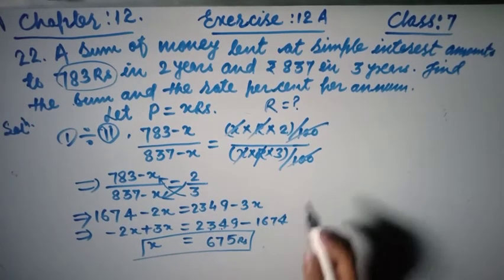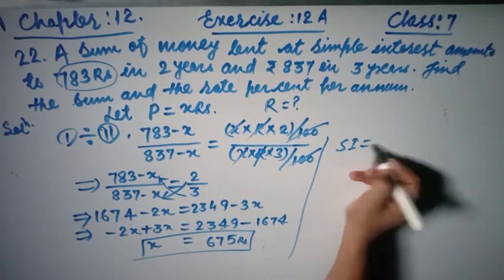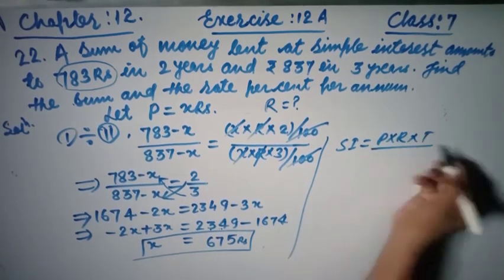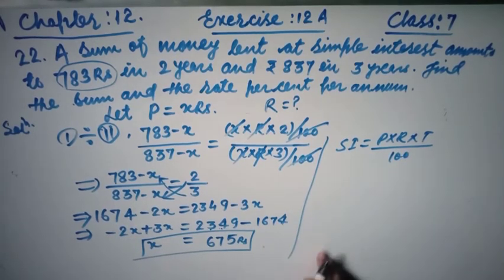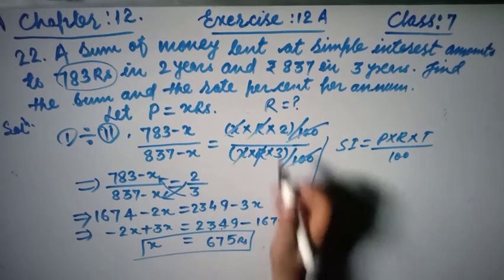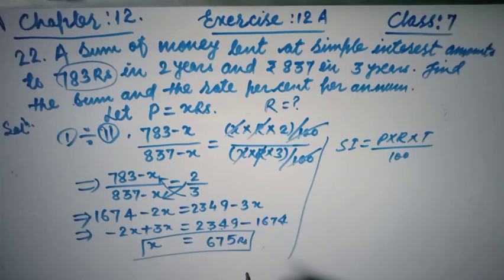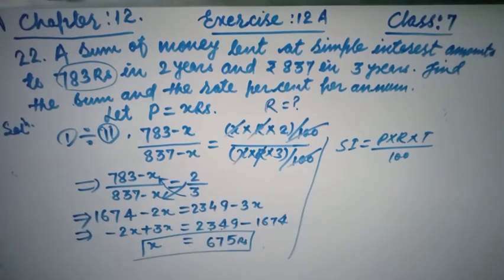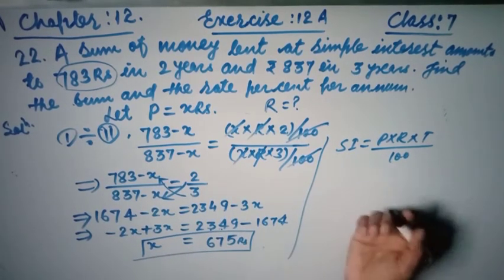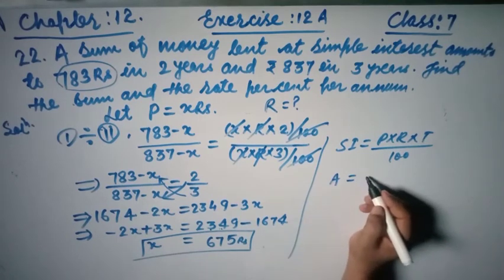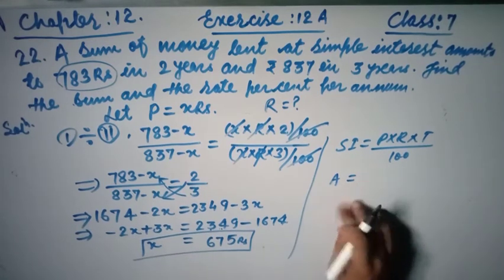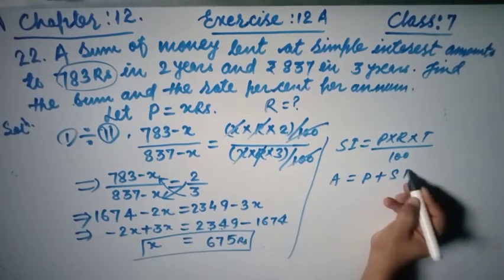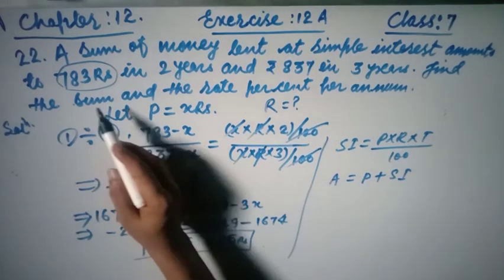Now the second that we have to find. Now friends, SI is equal to P into R into T divided by 100. We can use any one of the equations, friends, in the first or second case in order to find R. That means we can use the SI here. First we have to find the SI friends. Remember friends, A is equal to P plus SI. So use the A in the first equation or the second case.